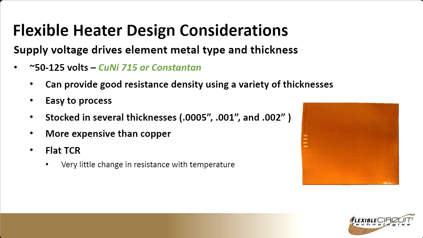So anyway, with the Cupronickel 715 or Constantan, we can get good resistance density. We have several thicknesses that we stock. It's easy to process. It is more expensive than copper.